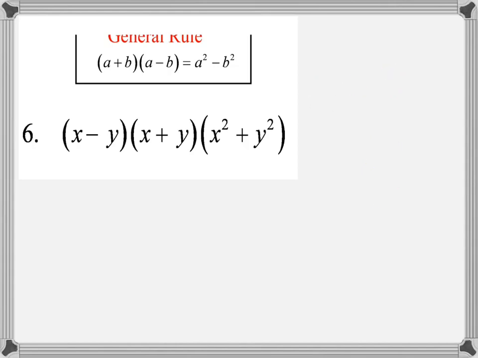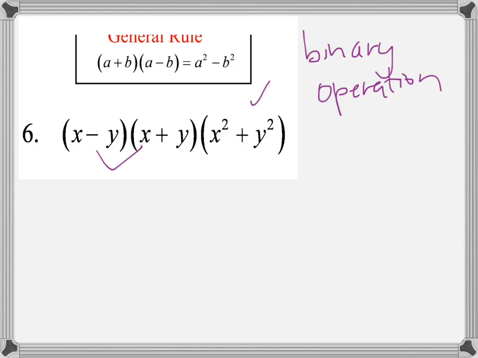It's called a binary operation. A binary operation is something that takes in two things at a time. Most operations are binary, like addition, subtraction, and division. Those are all binary operations. So for here, let's just focus on the product of these two binomials first, and then we'll deal with this last one.